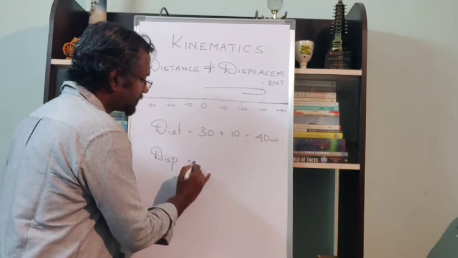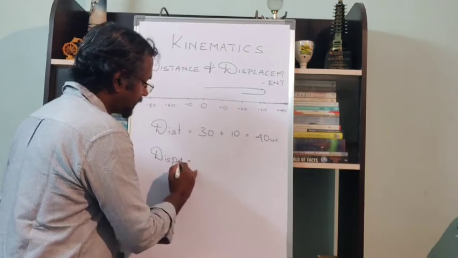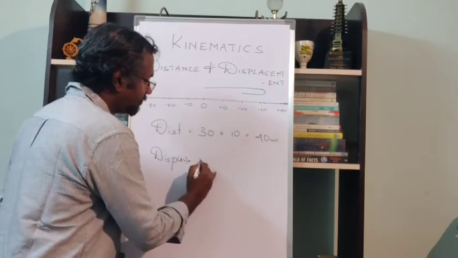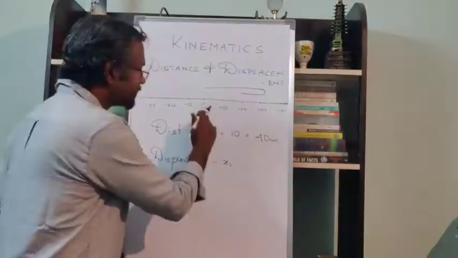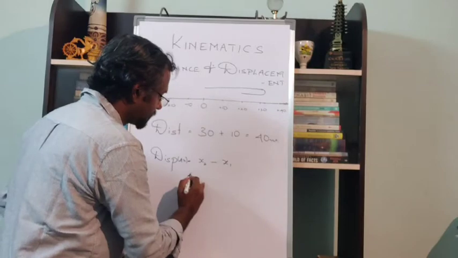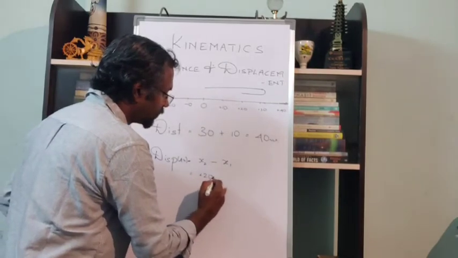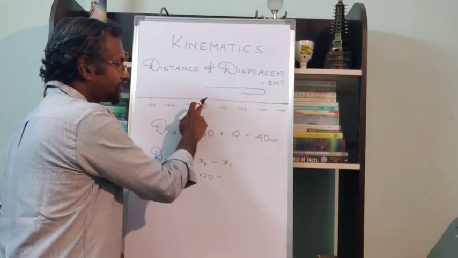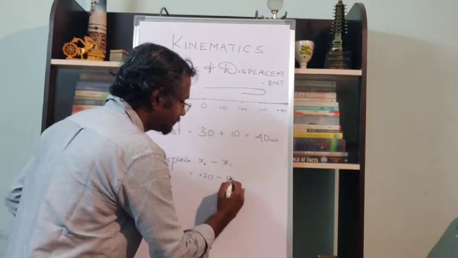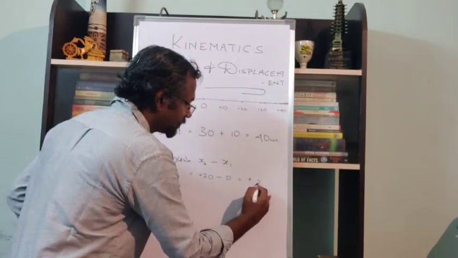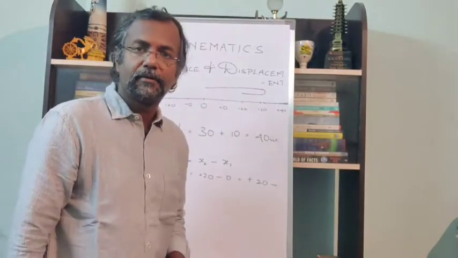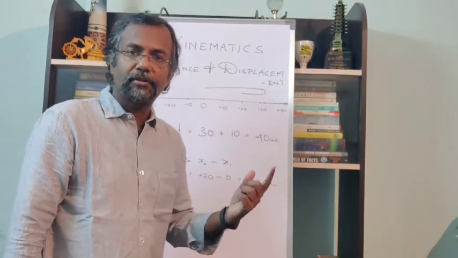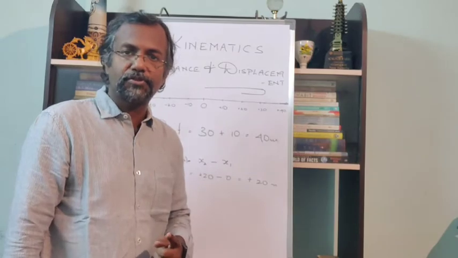Displacement, as I said, I'm going to call it delta x, is final position minus the initial position. What is the final position? Plus 20. What is the initial position? It started from 0. So displacement is equal to plus 20. Final position minus initial position.